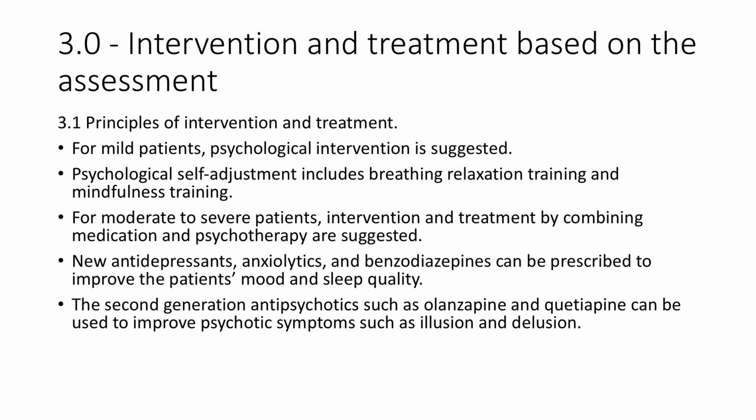3.0 Intervention and treatment based on the assessment. 3.1 Principles of intervention and treatment. For mild patients, psychological intervention is suggested. Psychological self-adjustment includes breathing relaxation training and mindfulness training. For moderate to severe patients, intervention and treatment by combining medication and psychotherapy are suggested. New antidepressants, anxiolytics and benzodiazepines can be prescribed to improve the patient's mood and sleep quality. The second-generation antipsychotics such as olanzapine and quetiapine can be used to improve psychotic symptoms such as illusion and delusion.